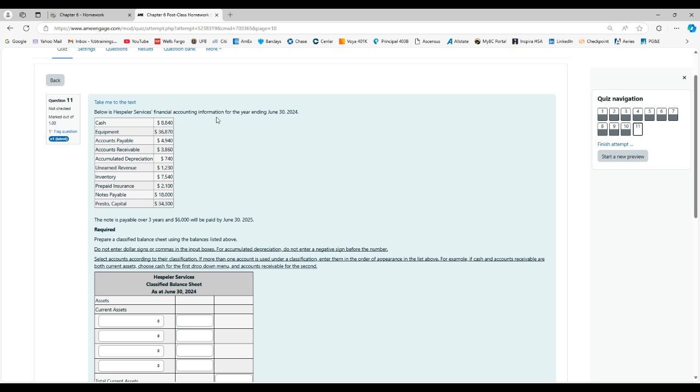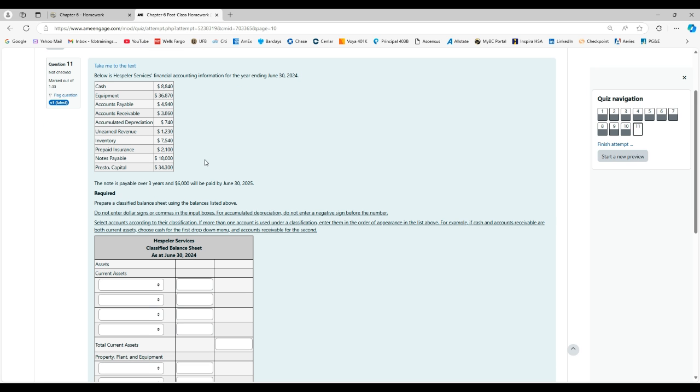Okay, here's our financial accounting information. Note is payable over 3 years, and 6,000 will be paid on June 30, 2025. So out of this 18,000, 6,000 is due next year, and then the residual portion, which is 12,000, is due beyond next year, so it'll be non-current. I'm just going to snip this real quick.